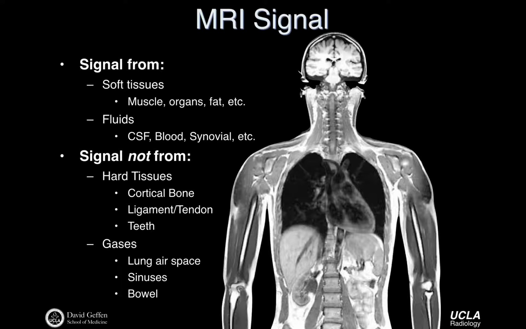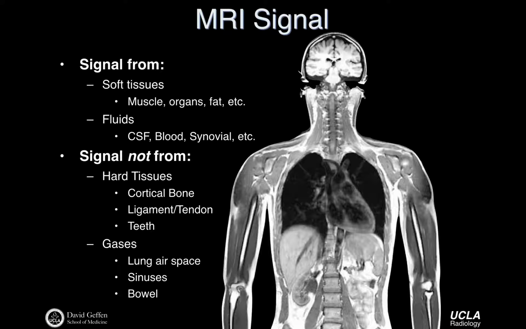Muscles, organs, fat, and lots of fluids as well. CSF fluid, blood fluid, synovial fluid, all kinds of fluids in our bodies. And while it's important to recognize where we do get signals from, I think it's also useful to think about where we don't get signals from.